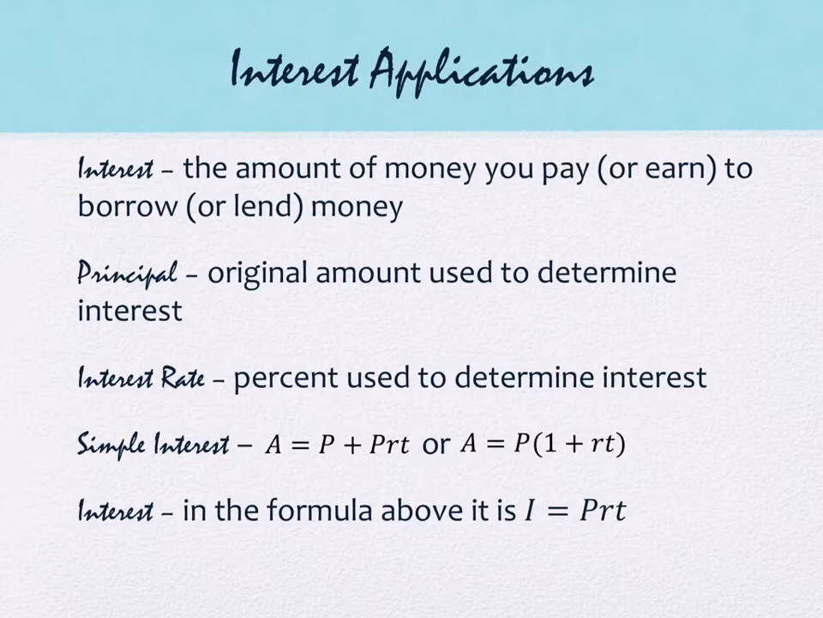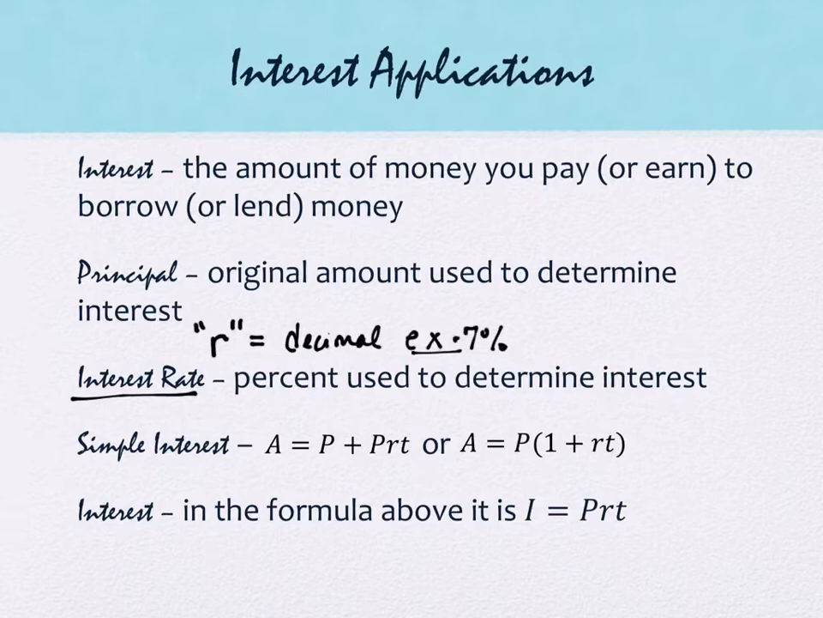The interest rate is the percent used to determine interest. The interest rate is always the letter R in the problem, and the R is as a decimal. So, for example, if you had 7% in decimal form, we turn that into the number 0.07. We move the decimal place, and that's our value for R. So you have to remember when you're working with the interest rate to turn it into its decimal form. Don't leave it as a percent. It's a very common mistake.